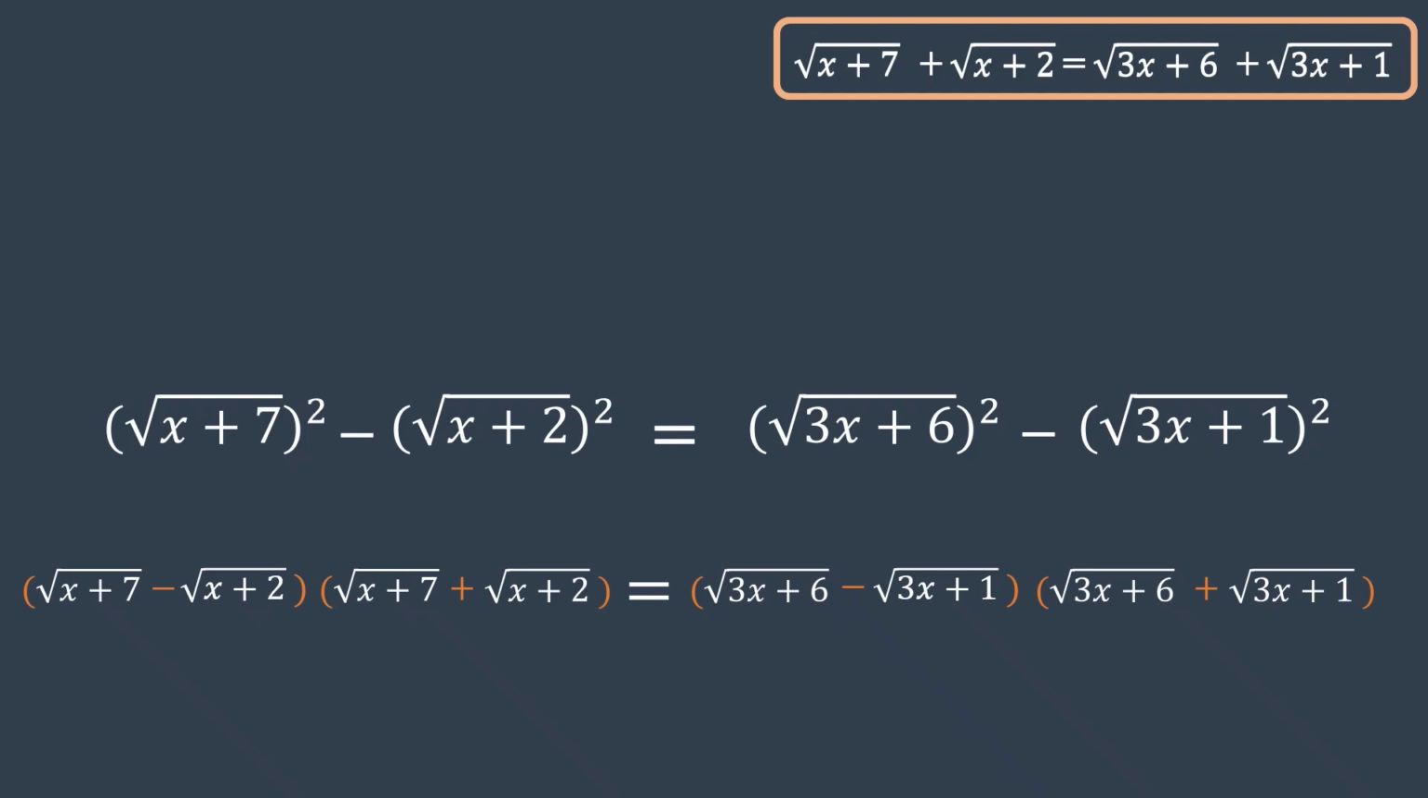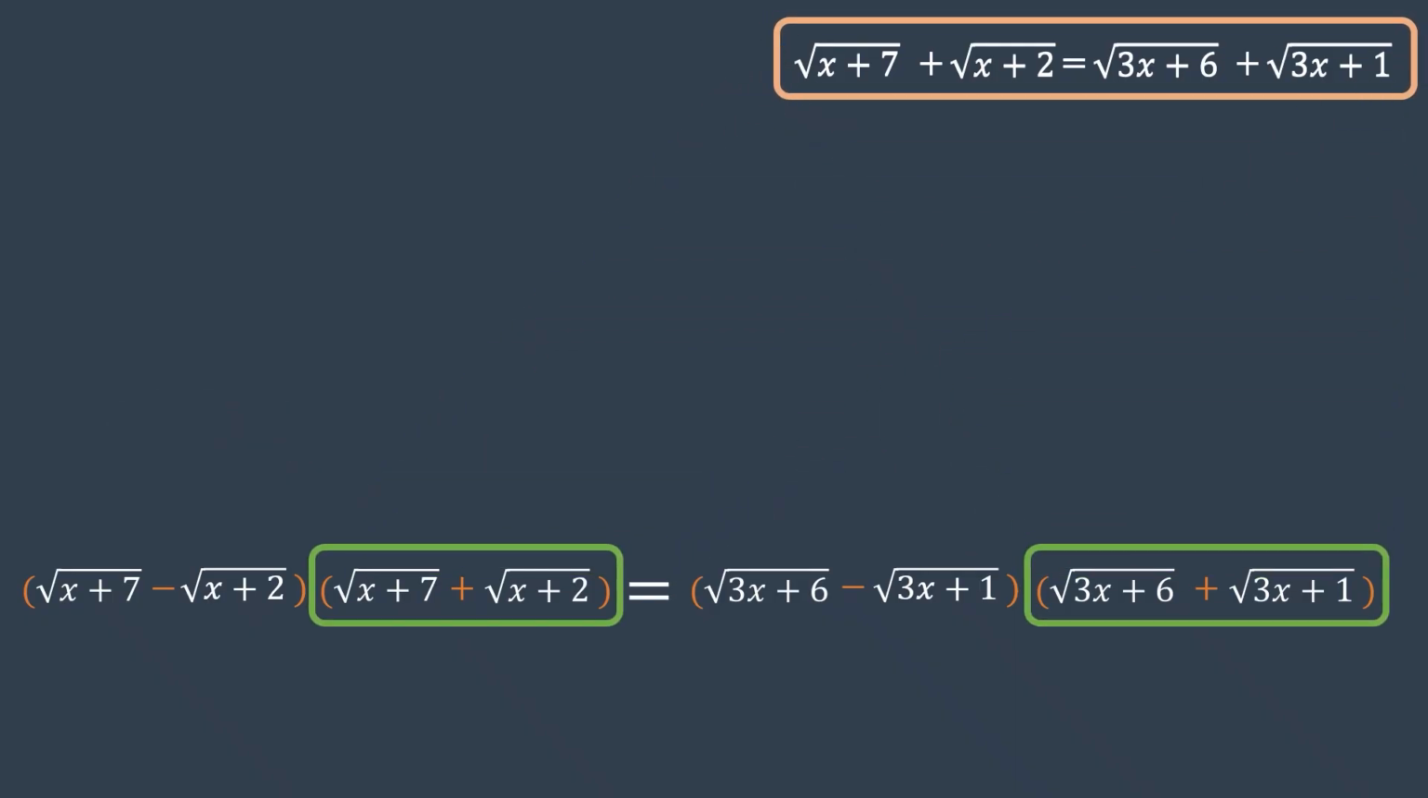On the left, square root of x plus 7 minus square root of x plus 2 multiplied by square root of x plus 7 plus square root of x plus 2. On the right, square root of 3x plus 6 minus square root of 3x plus 1 multiplied by square root of 3x plus 6 plus square root of 3x plus 1. Notice something important. This is the original equation.